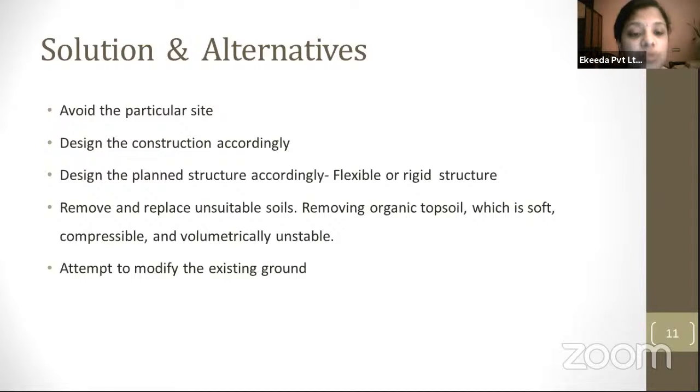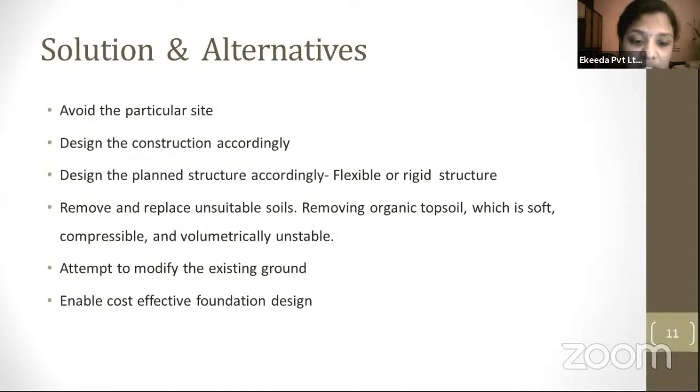Then next is to remove and replace unsuitable soil. Soil replacement can be done to modify the foundation soil, removing organic topsoil which is soft, compressible and volumetrically unstable, and replacing it with harder soil. Attempt to modify the existing ground to enable cost-effective foundation design. So all these are the possible solutions that we can take to improve the site condition.